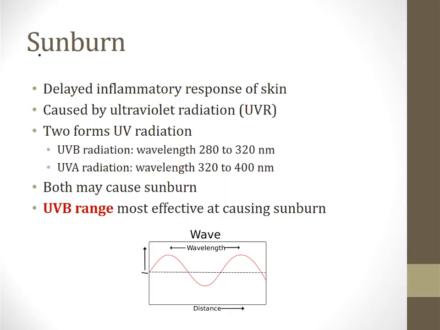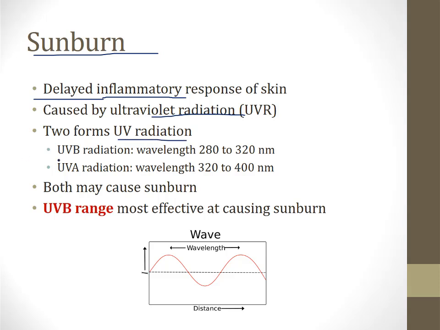I'll finish by talking about sunburn. Sunburn is a delayed inflammatory response of the skin caused by ultraviolet radiation, usually from the sun. It's a delayed response, meaning that you're exposed to the sun, but you do not develop the inflammation until a number of hours later. And there are two forms of UV radiation.